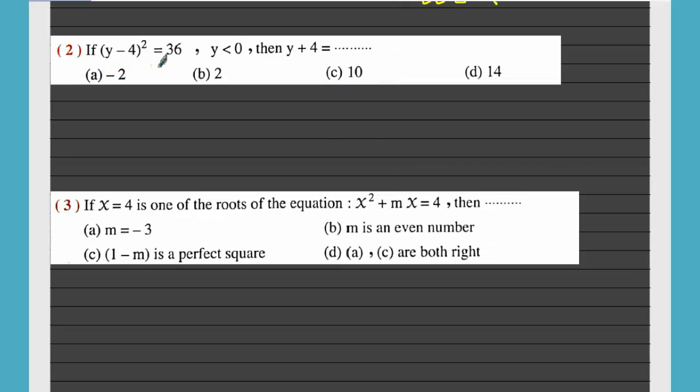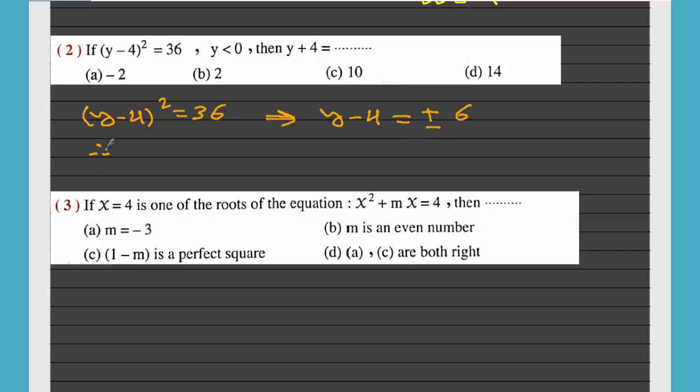Next: y minus 4 all squared equals 36 and y less than 0. Then y plus 4 equals what? So what is the value of y? Let us solve this equation. We have y minus 4 all squared equals 36. So by taking the square root of both sides, what do we get? y minus 4 equals positive or negative 6.